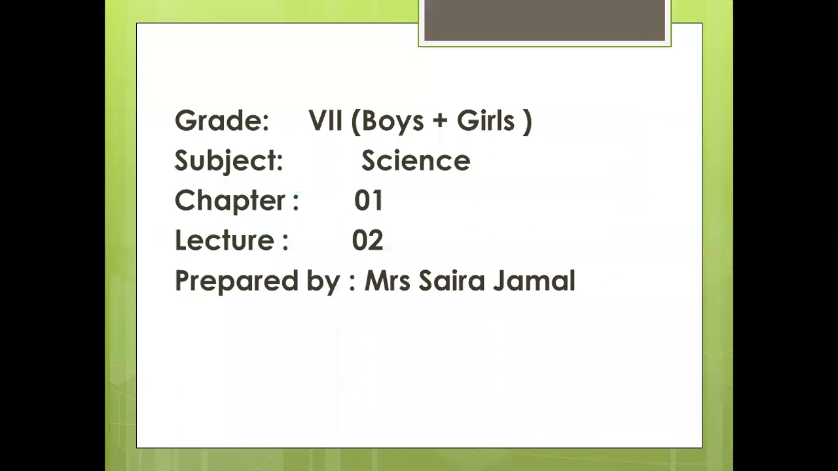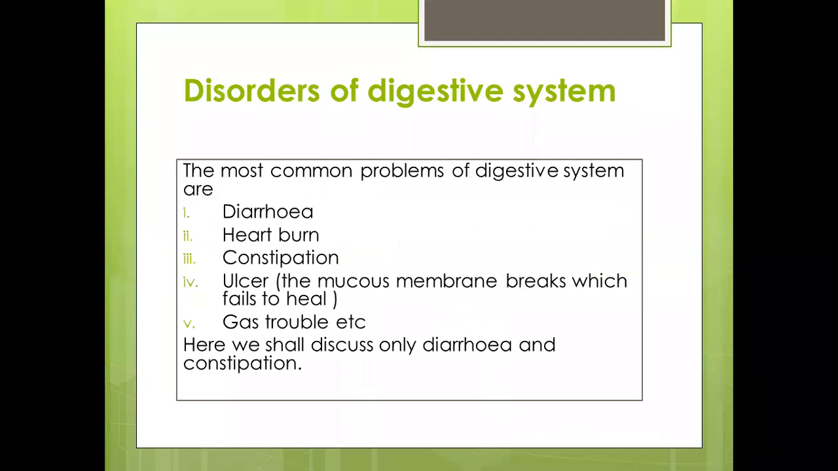Saira Jamal. The topic which we are going to discuss today is about the disorders of digestive system. There are many problems of digestive system, but the most common problems are diarrhea, heartburn, constipation, ulcer, and gas trouble. What is ulcer? The mucous membrane breaks which fails to heal. But here we shall discuss only diarrhea and constipation.